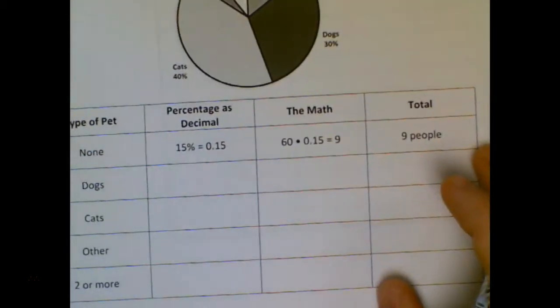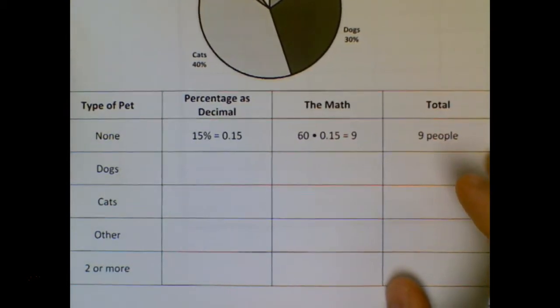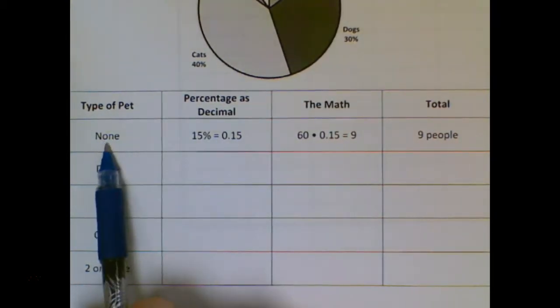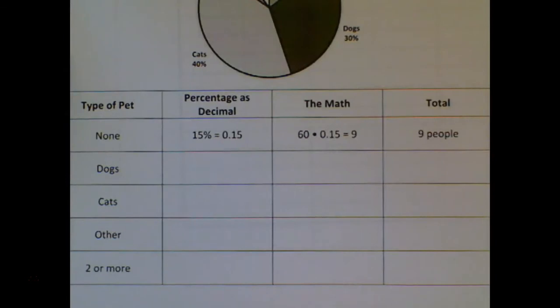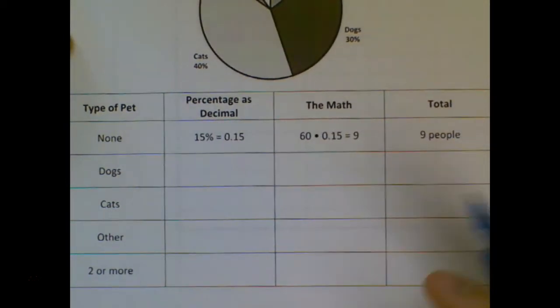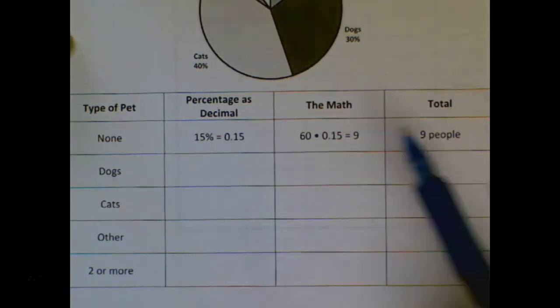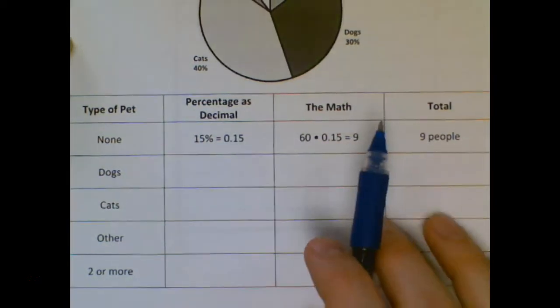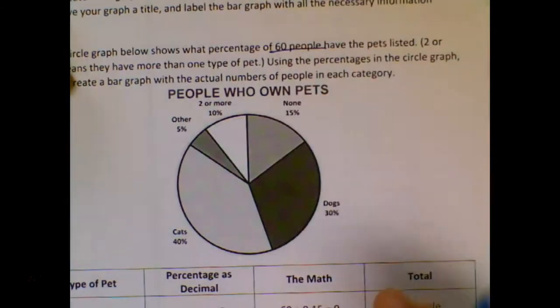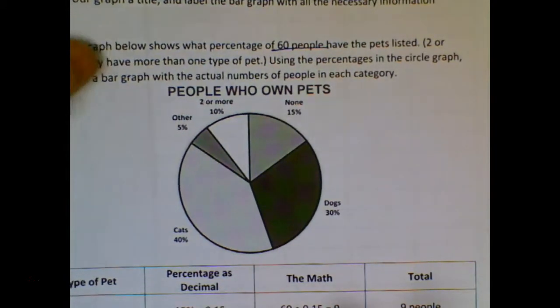To figure this stuff out, we are given this table, and we are given the example of none. So 15%, as we saw up in the circle graph, had no pet. 15% as a decimal is 0.15. And then we run that math using that 60 that we had up here, the 60 people that were surveyed.